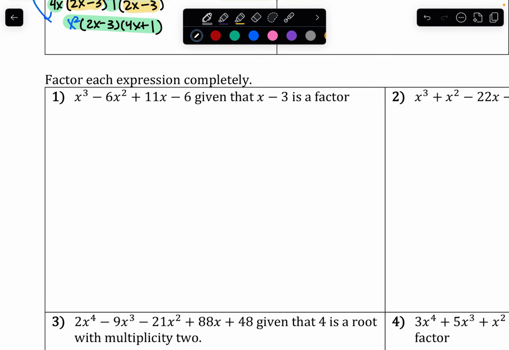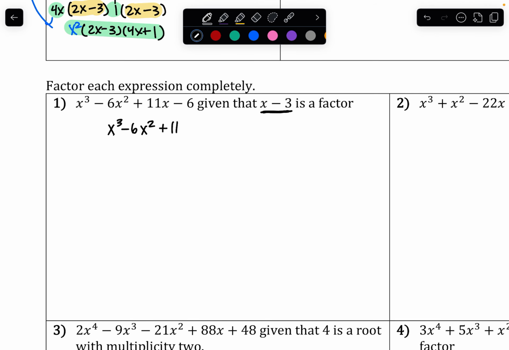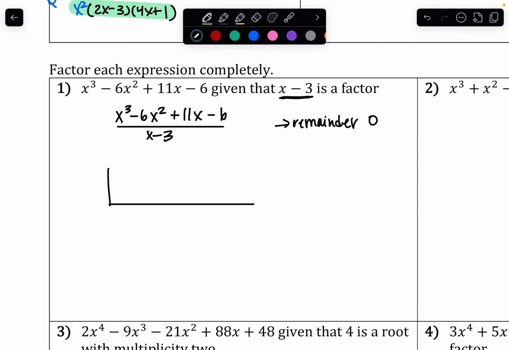So they told me x minus 3 is a factor. That means if I were to divide this polynomial by the x minus 3, I should get a remainder of 0. Okay, I should not have a remainder. And so we can use synthetic division and see what's left behind.